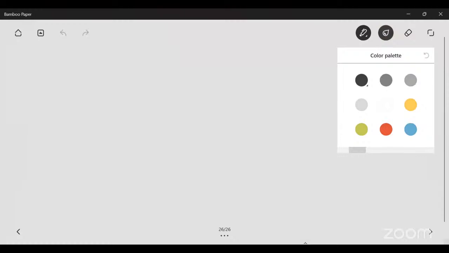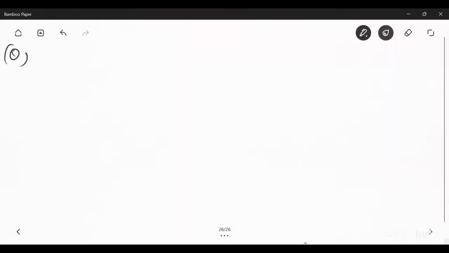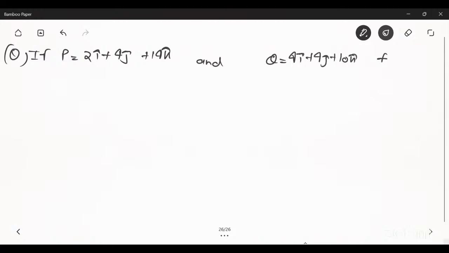Now see next question. These all are the short answer type questions. Next question is, if P equal to 2i plus 4j plus 14k and Q equal to 4i plus 4j plus 10k, find the magnitude of P plus Q. Okay.